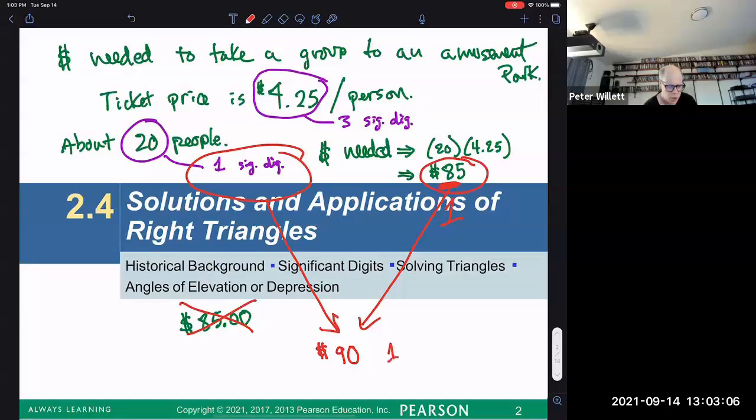So this has 1 significant digit to match the $20 number. Questions, comments, discussions about this at all?